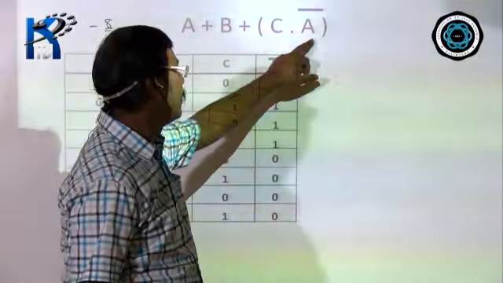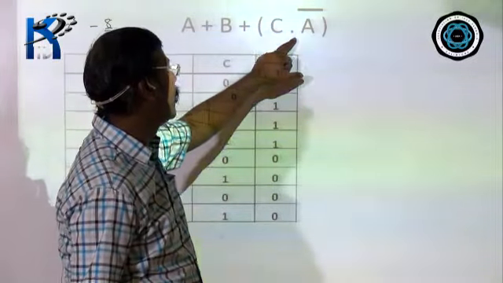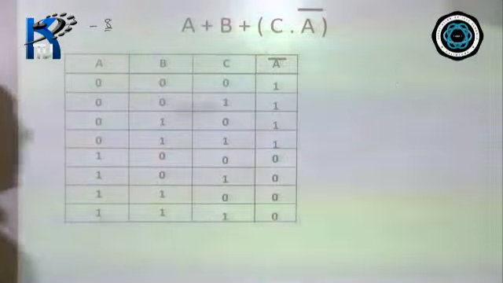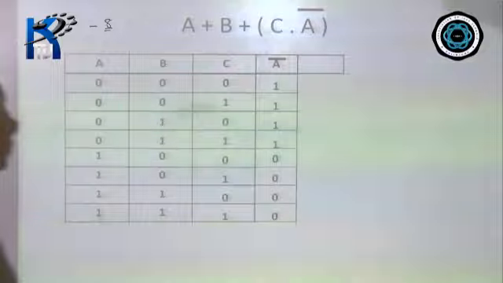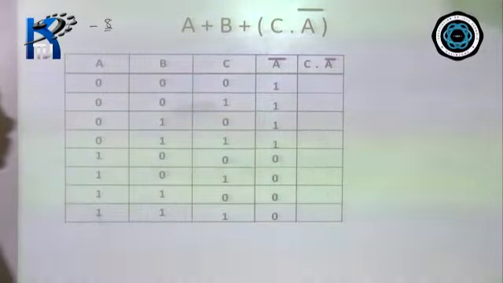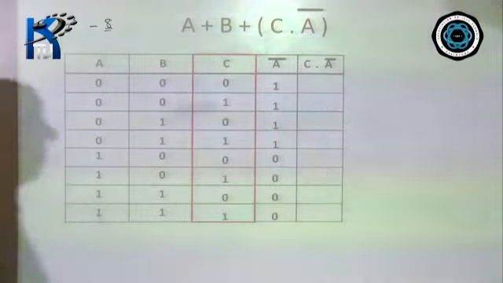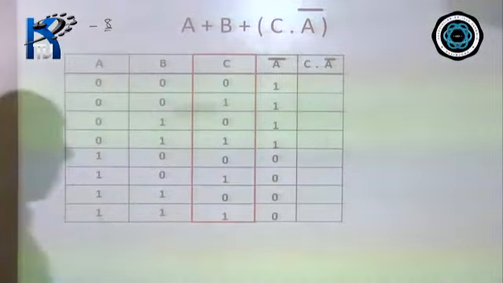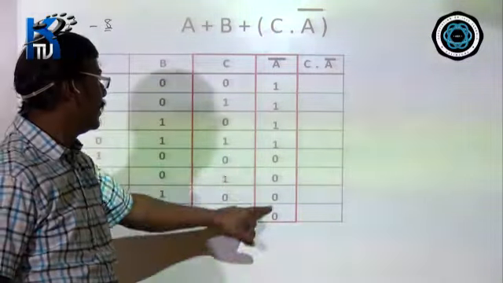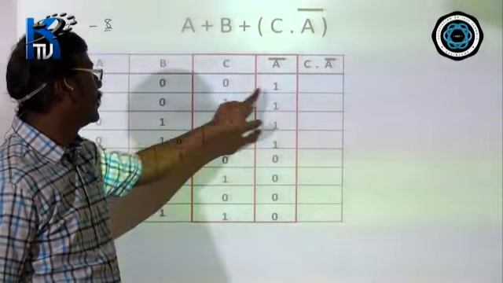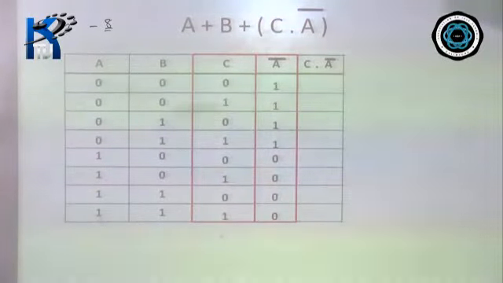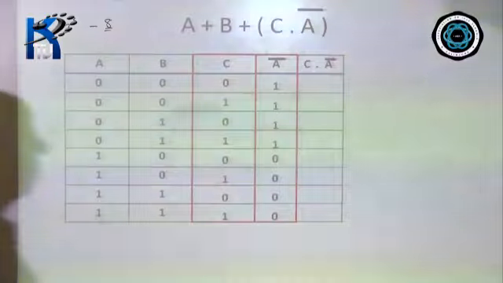Now whatever is in the bracket, this has to be solved. That is C dot A complement. Dot means AND gate. So C ANDed with A complement. Fine. So let's draw the table for this. C dot A complement. Okay, C is here, this column is C. And A complement is this. So we have to deal with these two columns. This we don't require right now.